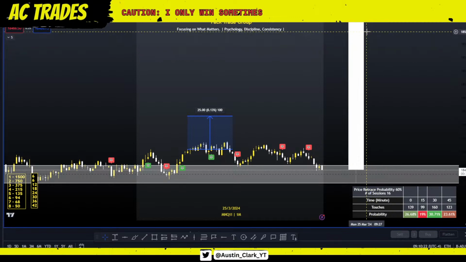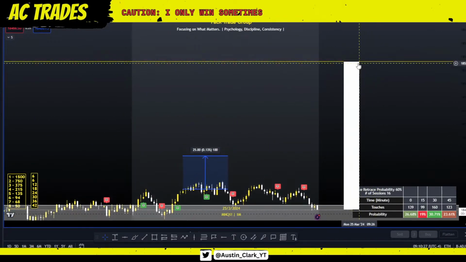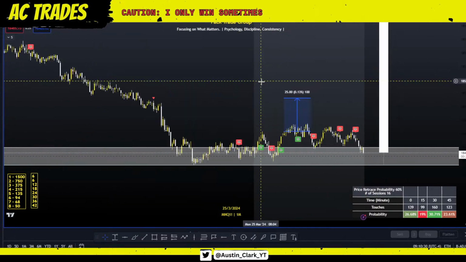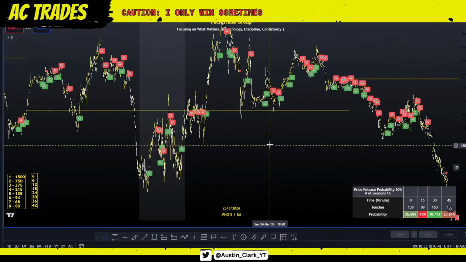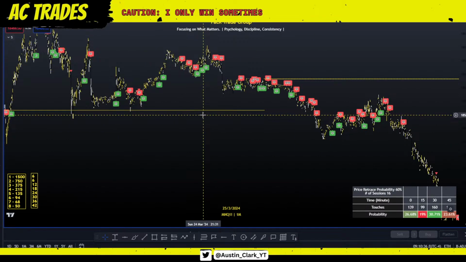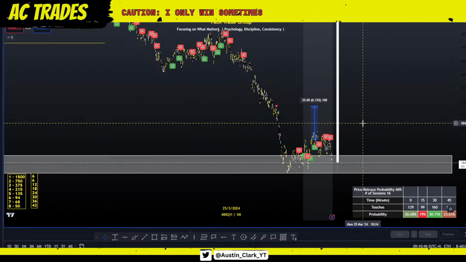Now, this is a crazy daily candle, though. If you guys look at this, there are pretty much no wicks. Just insane. We've just been selling off since, what is that? Yeah, since Sunday, since market open. We've just been selling off.